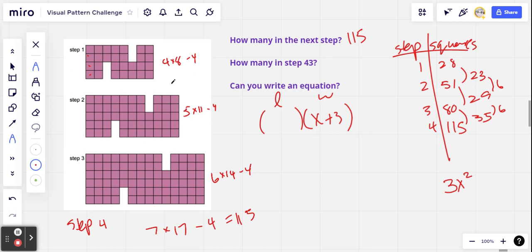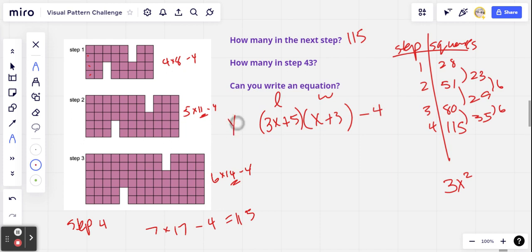The length is a little trickier. It's going up by 3. And when something goes up by 3, that rate of change, you've got to multiply the x by that 3. But then you might need to add something more. So in step 1, 3 times 1 is just 3, but we've got 8. So we actually have to add 5. Let's double check that this part works in step 2 and 3. So here, 3 times 2 is 6, plus 5 would be 11. That's what we get there. In step 3, 3 times 3 is 9 plus 5 is 14. That's what we get there. Okay, so this is working. So this is the rectangle if it were all filled in, but we've got those 4 spots missing. So we also have to remember to subtract 4 from that.